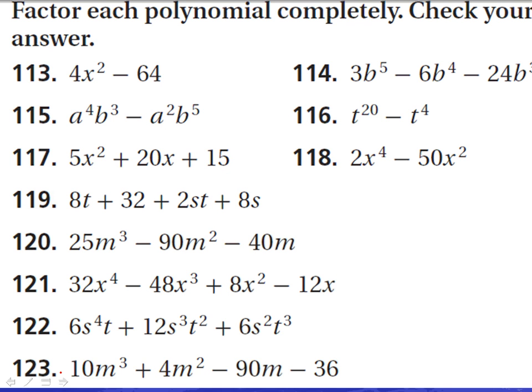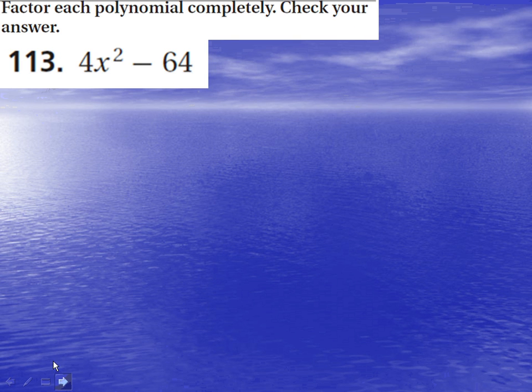Here is the list of problems. Go ahead and factor every single problem completely. Now, completely means that you're going to have more than one thing to do, and in some cases, you have 2 or 3 things to do. Pause and come back in just a moment. All right, let's get busy.